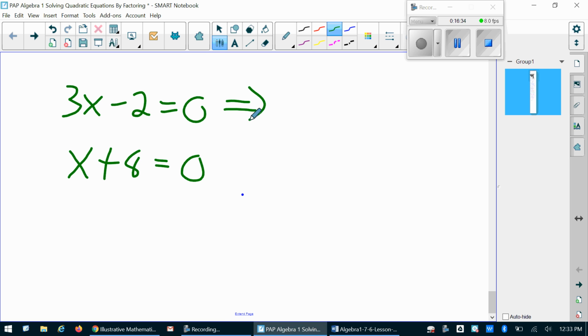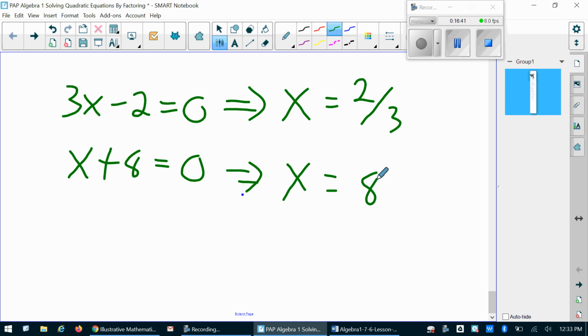If I solve this one, I get x equals 2 over 3. If I solve this one, I get x equals negative 8. And those are my solutions.